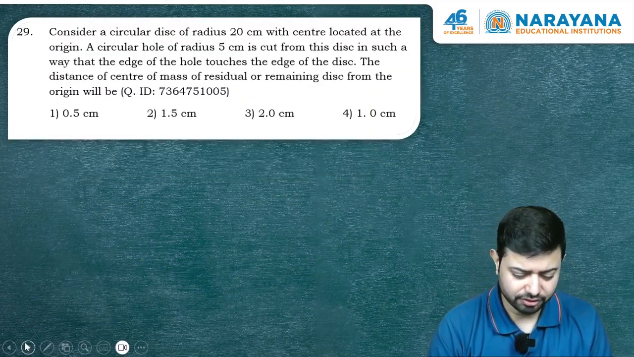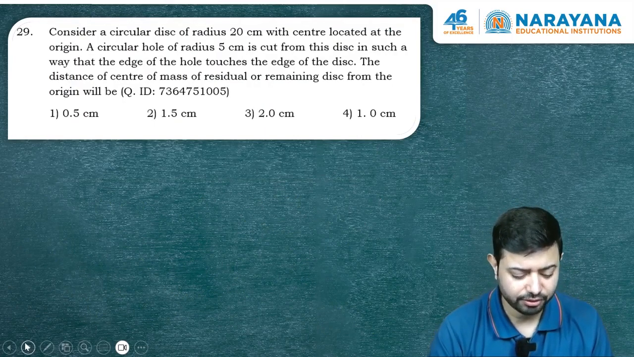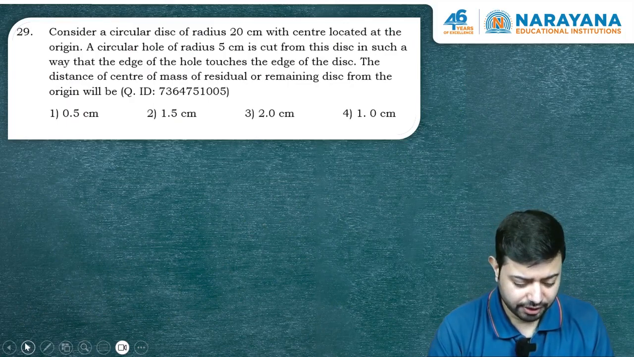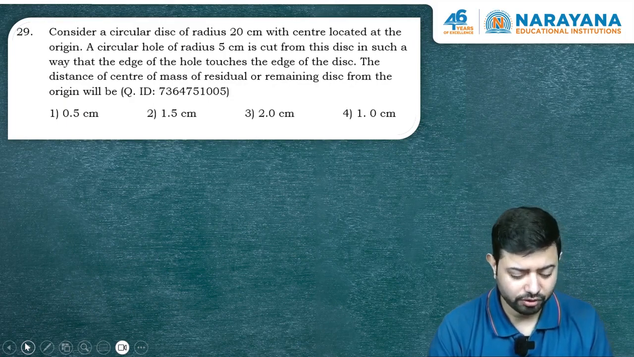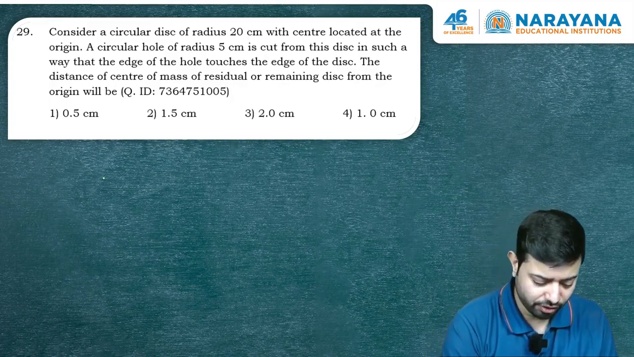Consider a circular disc of radius 20 centimeter with center located at the origin. Okay. And then a circular hole of radius 5 centimeter is cut from this disc in such a way that the edge of the hole touches the edge of the disc. The distance of center of mass of residual or remaining disc from the origin will be. Okay. So, you can draw the picture.